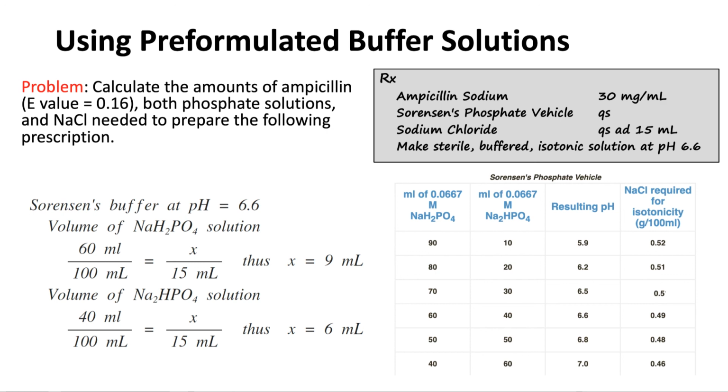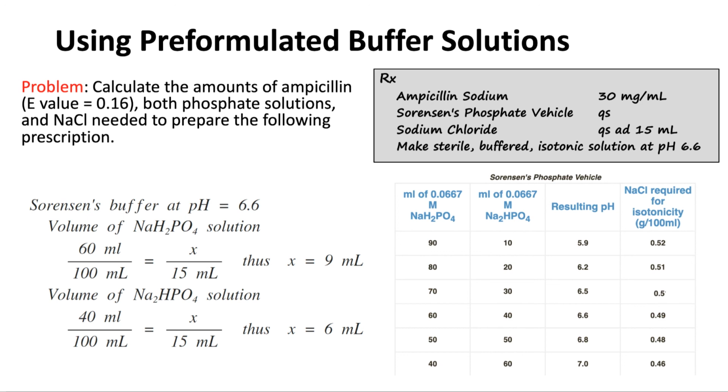We set that equal to some unknown x over 15. Since 15 is the total volume we're trying to compound, let's solve for x. So 40 times 15 divided by 100, and x would equal 6. And the 6 milliliters represents the volume of the dibasic sodium phosphate to use.